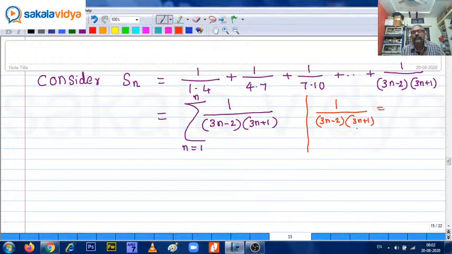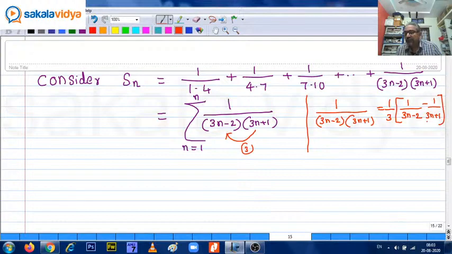So that's very simple. The difference of these two is 3: 3n plus 1 minus 3n minus 2. The 3n cancels, that means the difference is 3. We can write the partial fractions as 1 upon 3 times 1 by 3n minus 2 minus 1 upon 3n plus 1. These are the partial fractions of this one. So we need to take the help of partial fractions also.